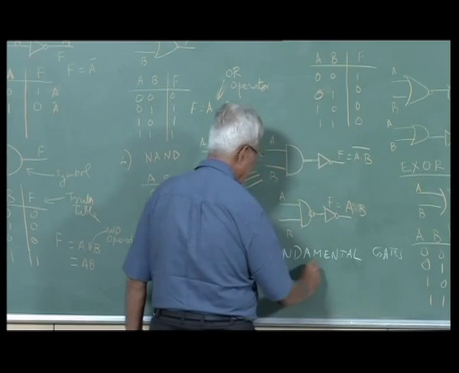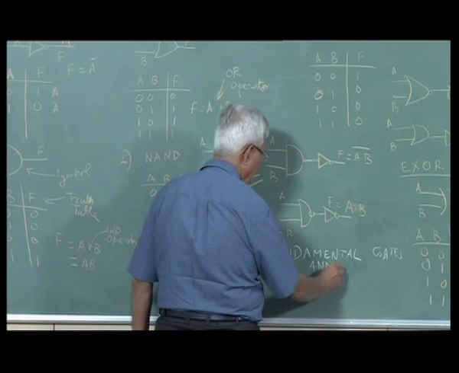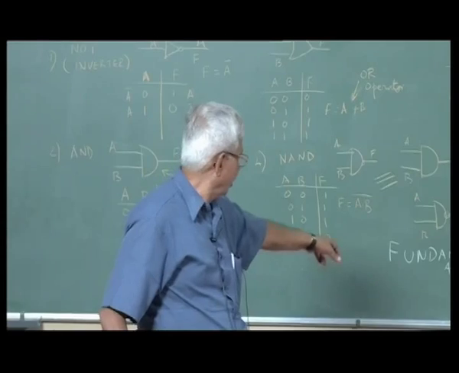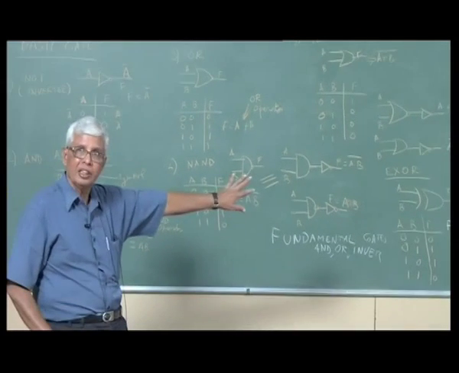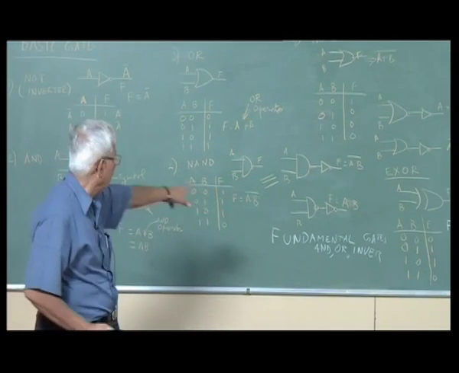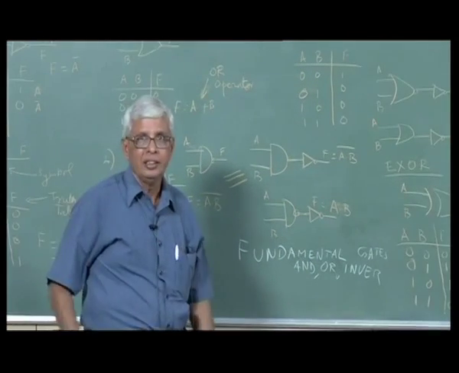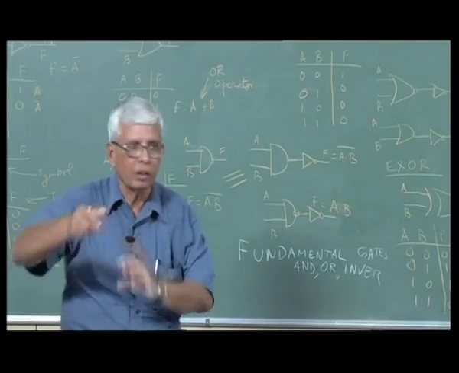This is AND, OR, invert. Fundamental gates are AND, OR, invert. NAND, NOR, exclusive OR are called derived gates. These are derived using AND, OR, invert.